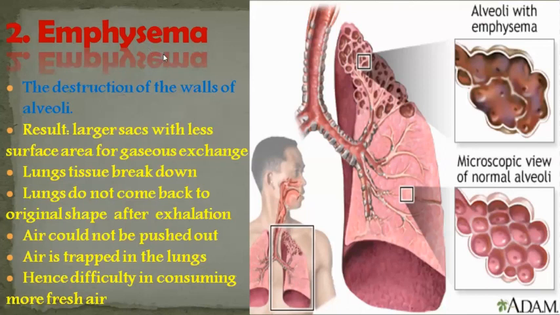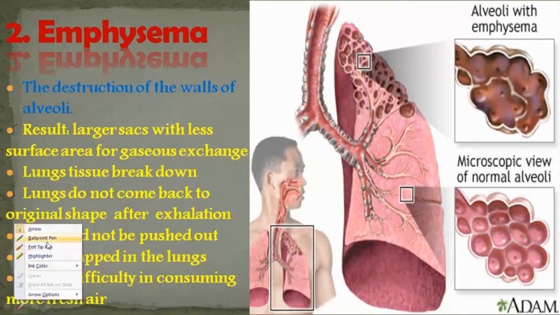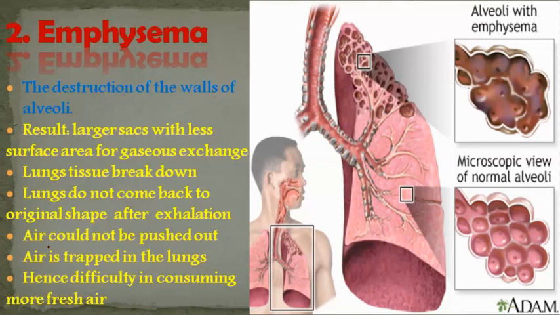Emphysema. Emphysema is actually the destruction of walls of alveoli. In this, the walls of alveoli are destroyed, and due to that, there become larger sacs with less surface area for gaseous exchange.